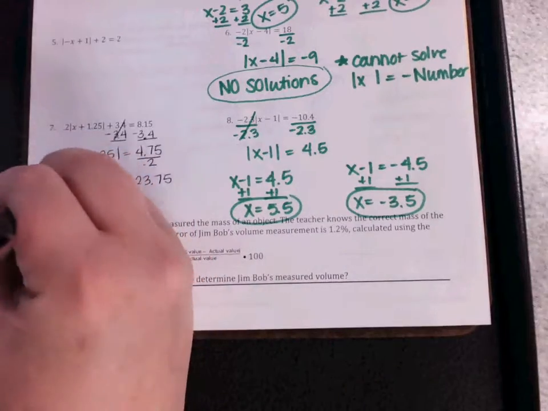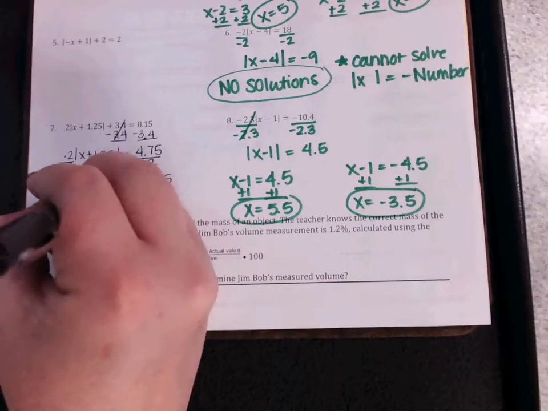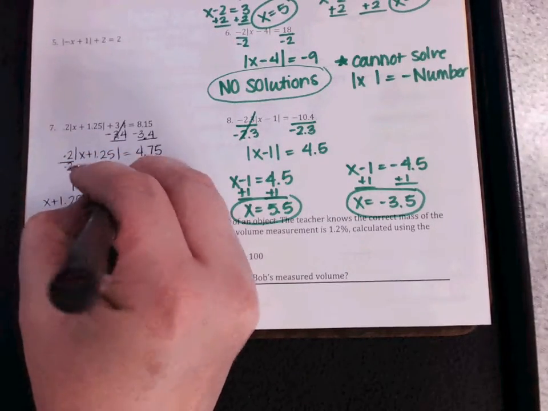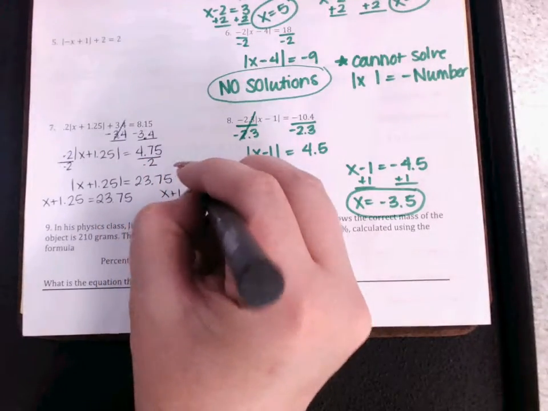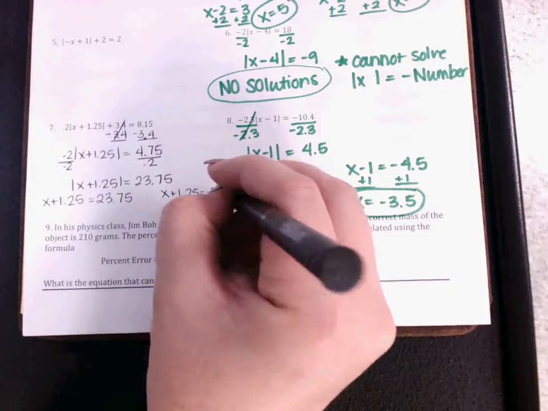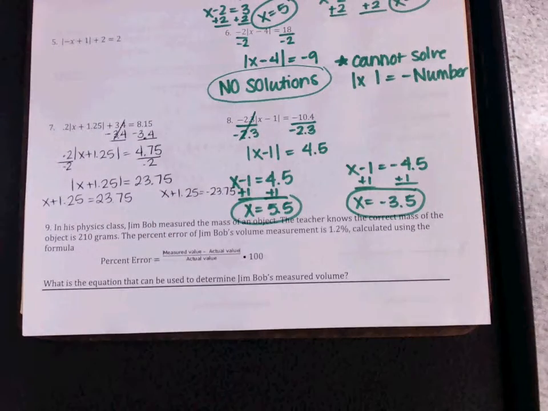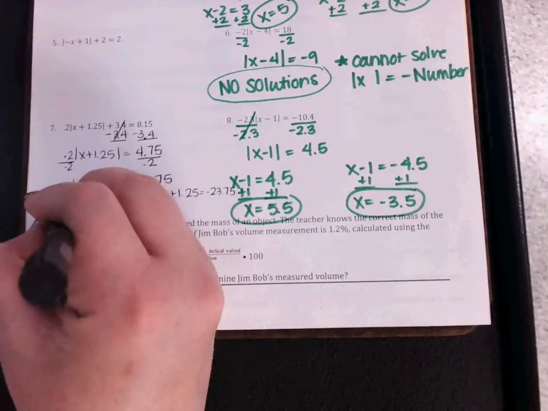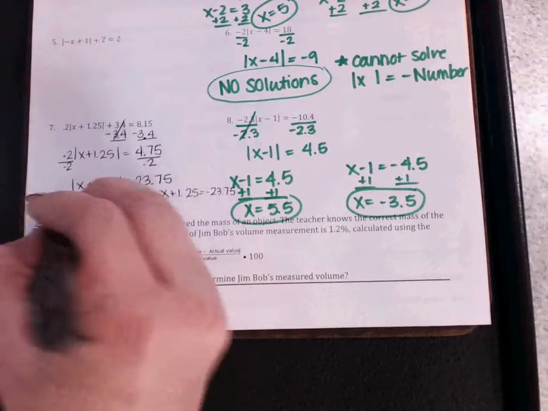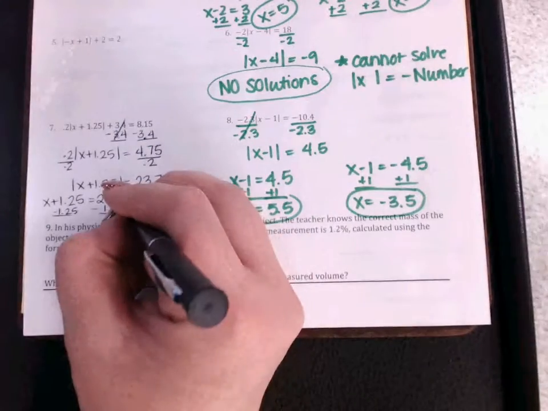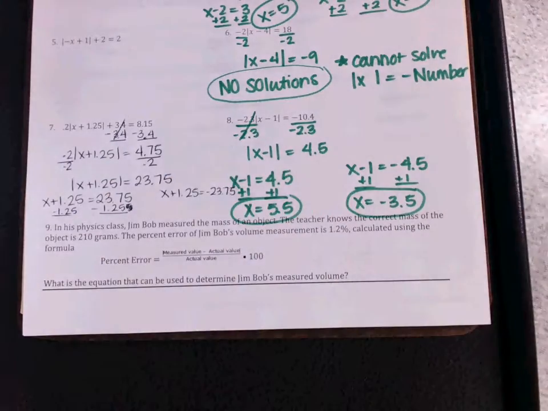Okay, then from there I'd have x plus 1.25 equals 23.75, and then x plus 1.25 equals negative 23.75. And then from there you would minus the 1.25 off both sides. What does it come out to be on the first side? What is 23.75 minus 1.25?